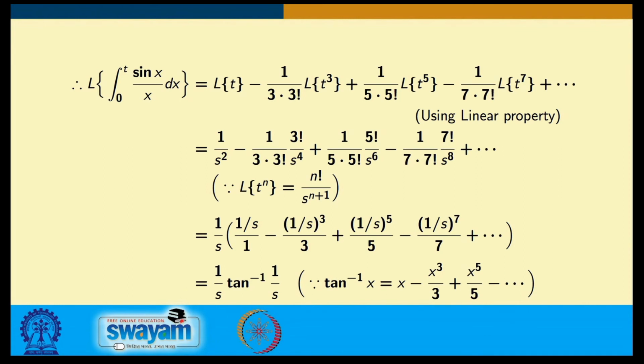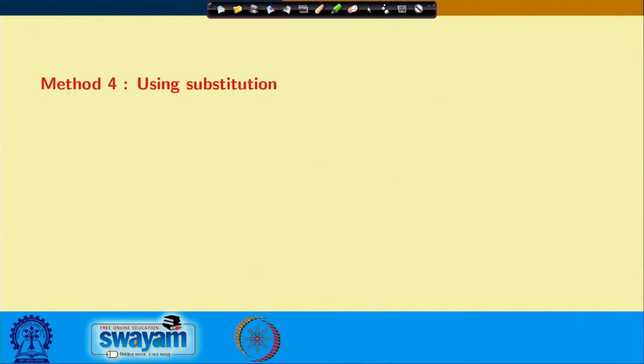This we have already done, and this again I can write in terms of a series, and this equals nothing but 1 by s tan inverse 1 by s, because for tan inverse x, the series I have written is x minus x cube by 3 plus x to the power 5 by 5, and so on. So, you see, I am solving the same problem with various methods. The fourth method which I will show you is using substitution.